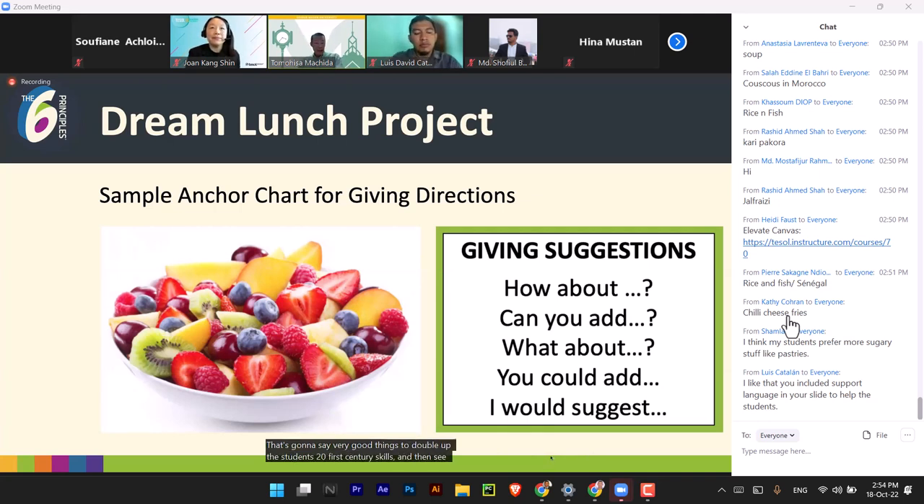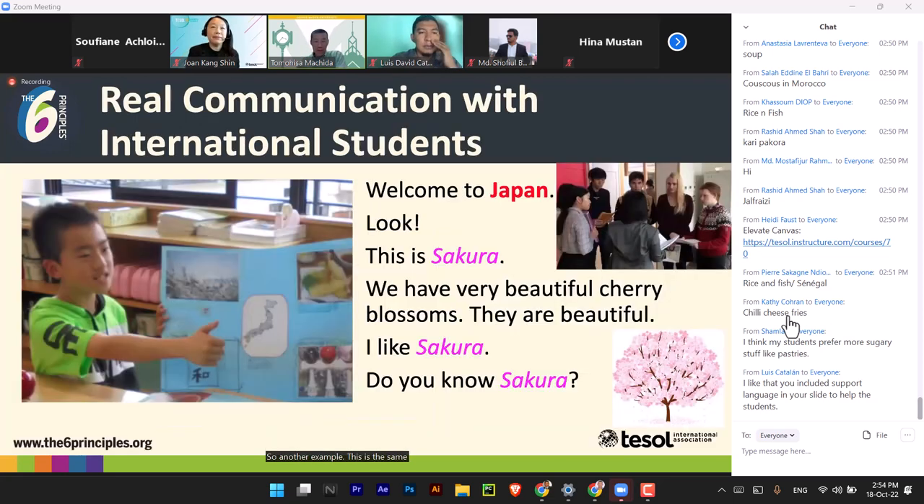So, another example. This is the same school, but a different activity. My university is located in a suburban area in Japan, not like the big cities like Tokyo. So English communication opportunities are very limited. Students don't know how they can use English in their daily lives. But at my university, we have many international students from more than 50 countries.